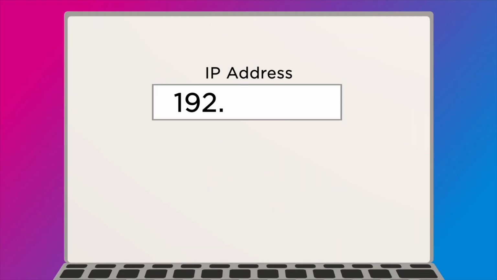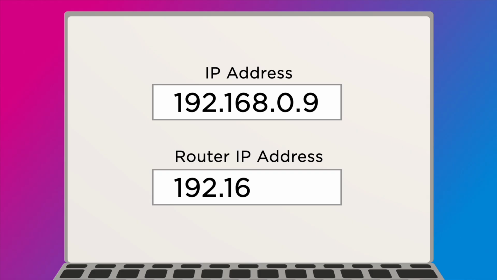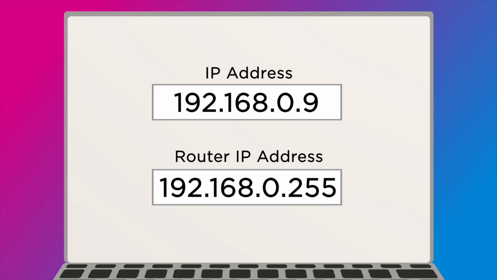It could be something like 192.168.0. and then the fourth octet tells you the actual number of that device, anywhere between 1 and 254. So 192.168.0.1 is probably your router, or your router could be on 192.168.0.255. We need to find a spare IP address number from within that range. So look at your device manual.